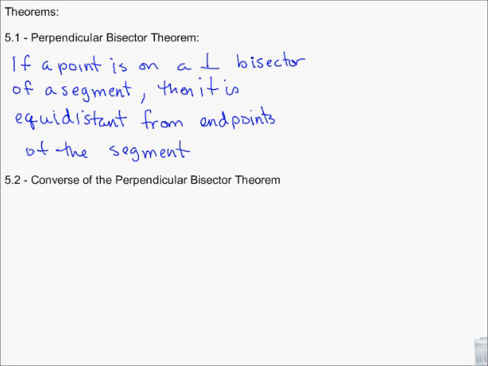Okay, so how this will work out: if I have this segment AB, and A and B are the endpoints, and I come in with a perpendicular bisector and bisect it, and I find any point on that perpendicular bisector, C, then that's going to tell me that the distance between C and A and the distance between C and B are the same length.